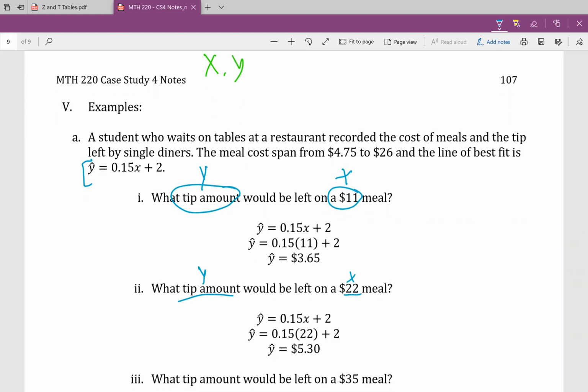Part 3, what tip amount would be left on a $35 meal? Okay, so again, this is Y, and the 35 is X. Now before you start plugging in 35, do you see anything that might cause us some concern?